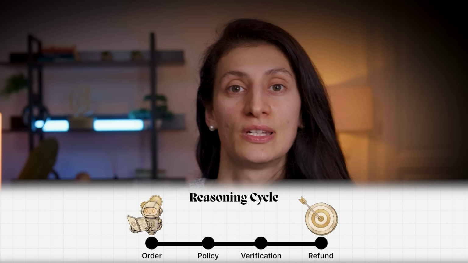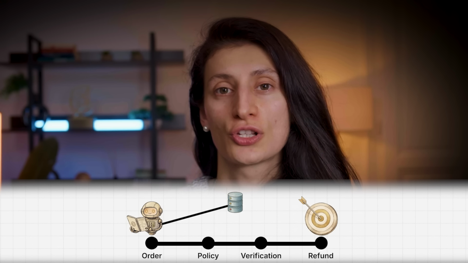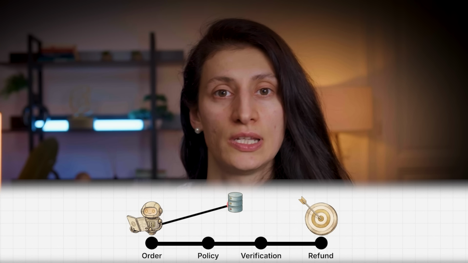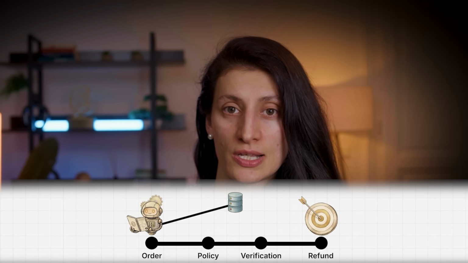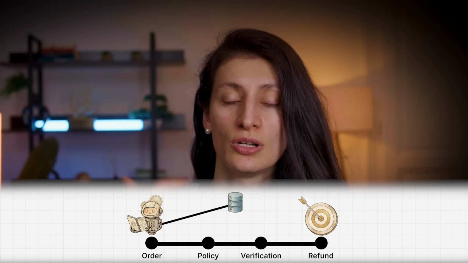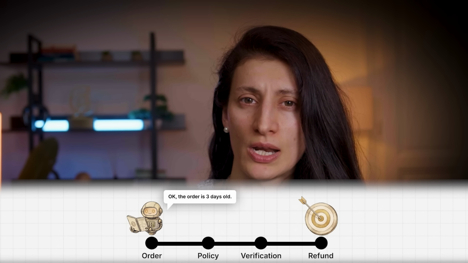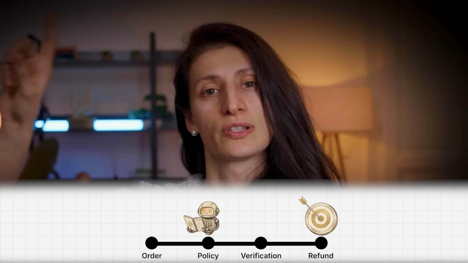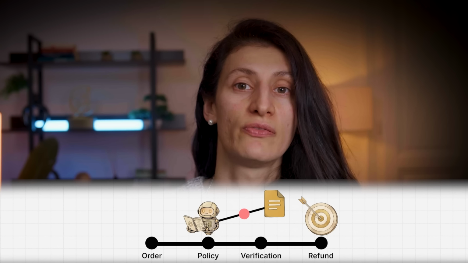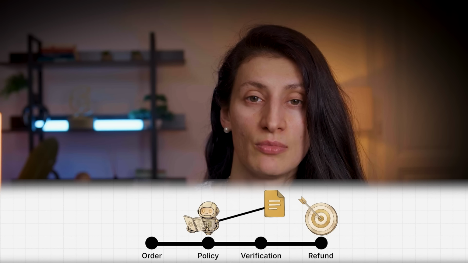Once it has decided the steps, the agent then calls the first tool, get customer order details. It receives the data back. The agent processes the data, extracts the information, decides the next step. Okay, the order is 3 days old. Let me check the policy. The agent then calls the second tool, check refund policy for this product type.